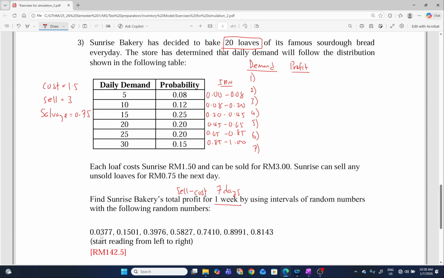Okay, 0.0377, 0.03. Okay, you cari demand dulu. Saya tunjuk. Okay, copy ni. Ada 7 nombor dekat sini. Okay, you cari demand dia apa dekat sini.